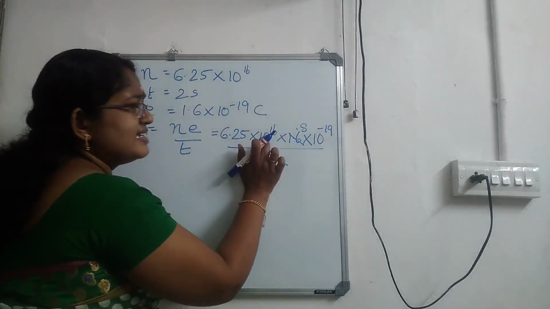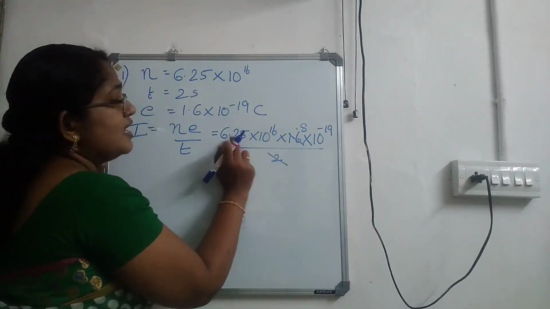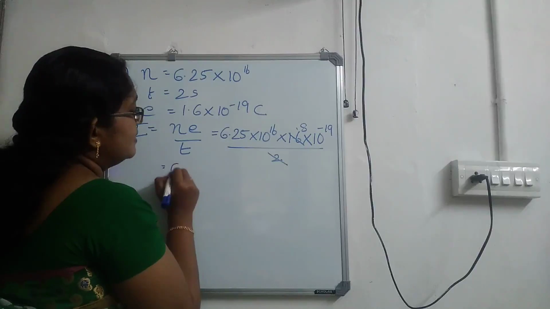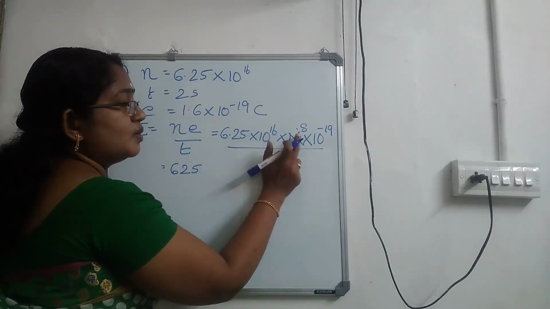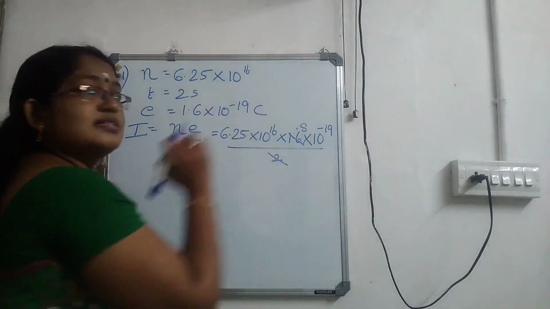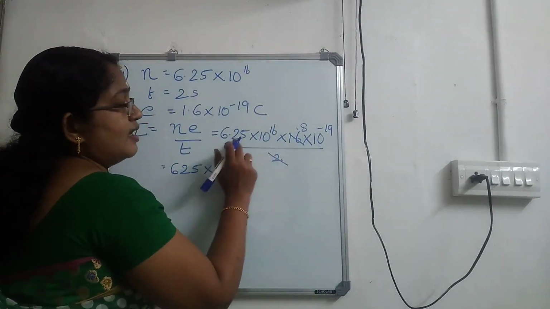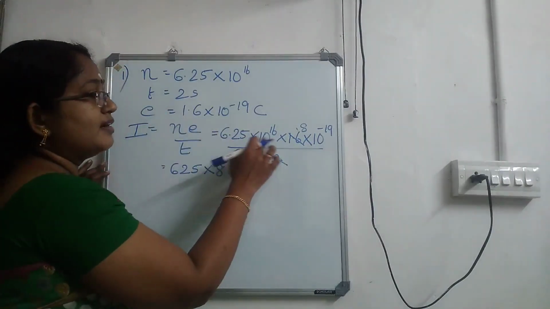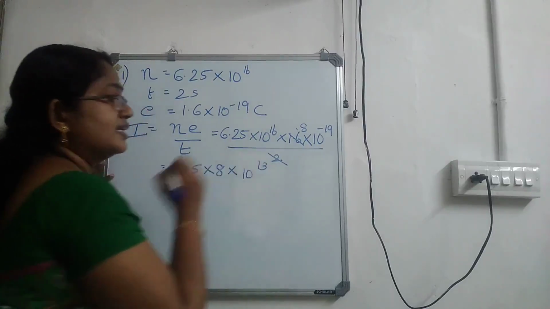Then, here it is 10 raised to 16. From here, I am taking 2 zeros, so this will become 625. Okay. Then, 1 zero is taken in order to remove this decimal point, so this will become 8. Then, how many zeros did I take from 10 raised to 16? 3 zeros. So, here it will be 10 raised to 13.